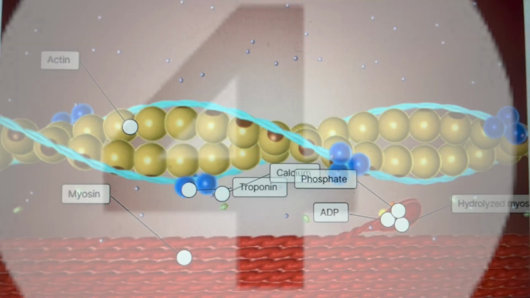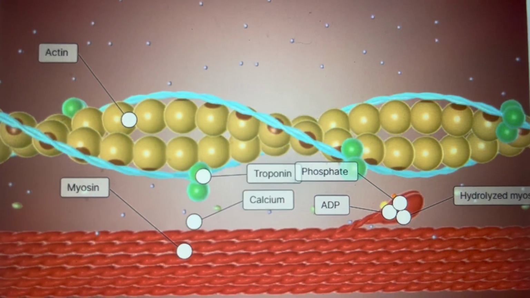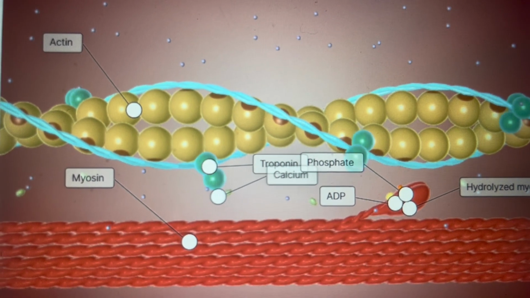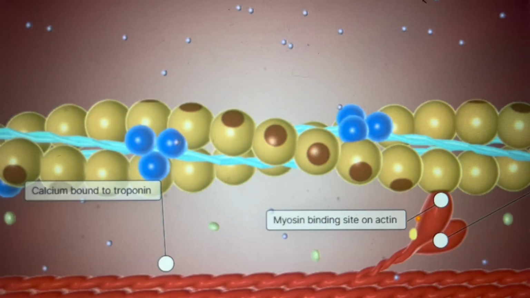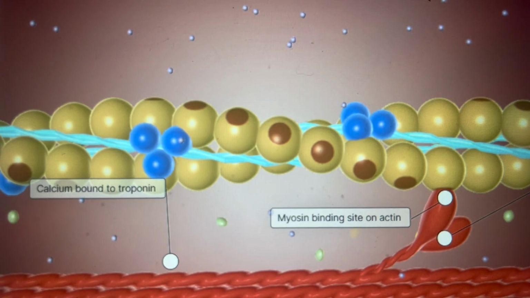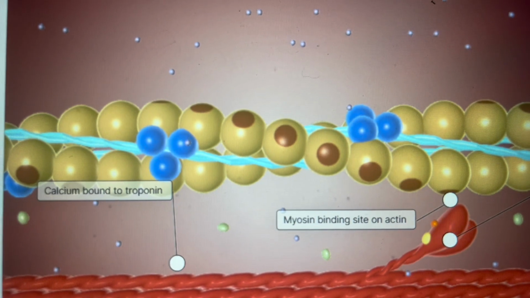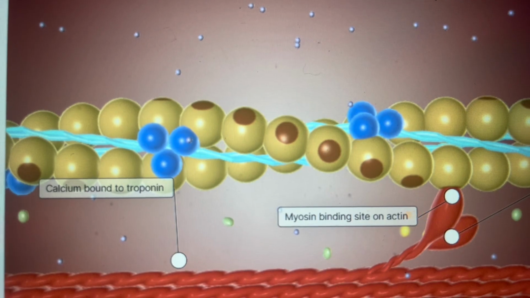Step 4. Calcium binds to troponin on the actin filaments of muscle fibers. This signals tropomyosin to move out of the myosin binding sites on actin. Step 5. Energized myosin heads with an attached ADP molecule and phosphate group bind to the open myosin binding sites on actin. This forms the actin-myosin crossbridge.